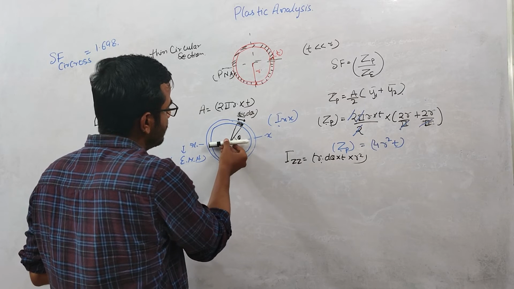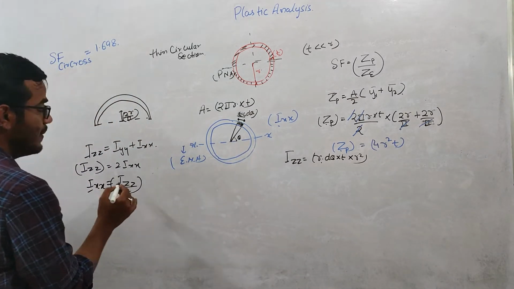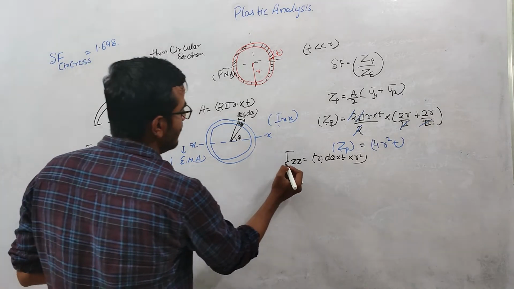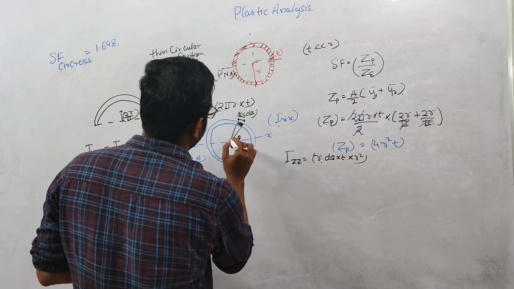But we need to calculate the second moment of area about this axis. Okay, so I'll be using this relation. First I will be calculating the IZZ, the second moment of area of this element about this axis.